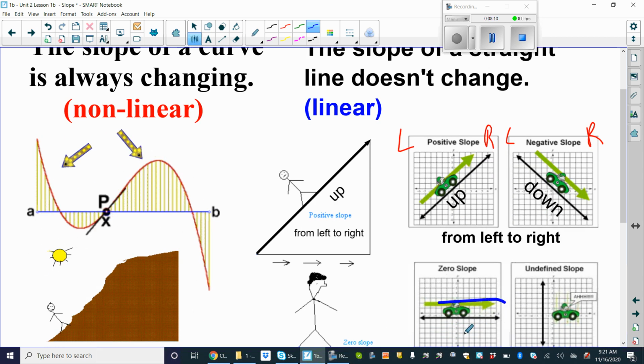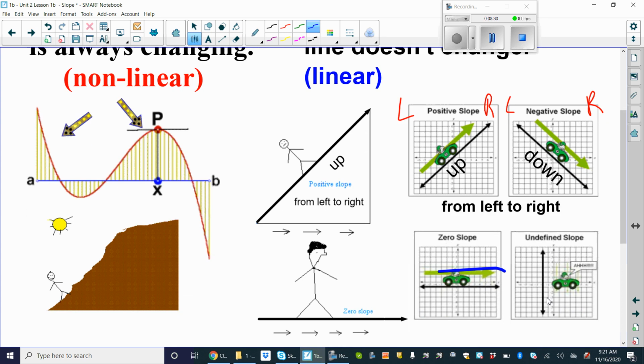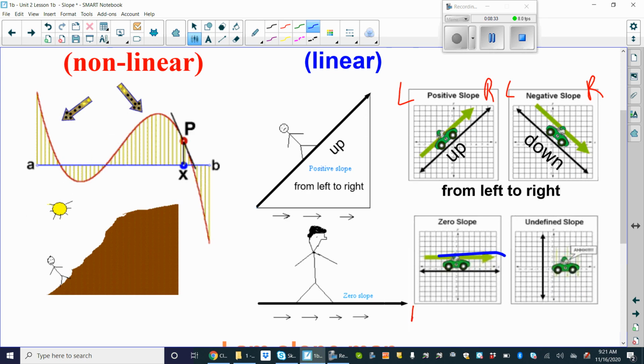Think of a treadmill. When you get on a treadmill, you start walking on it, and it's at 0. So unless you start moving it up or down, the slope does not change. And an undefined slope, we think of Spider-Man. We cannot walk on walls like Spider-Man. We cannot define the slope of a straight wall, a straight line that is completely up and down. So a zero slope is a horizontal line, and an undefined slope is a vertical line.